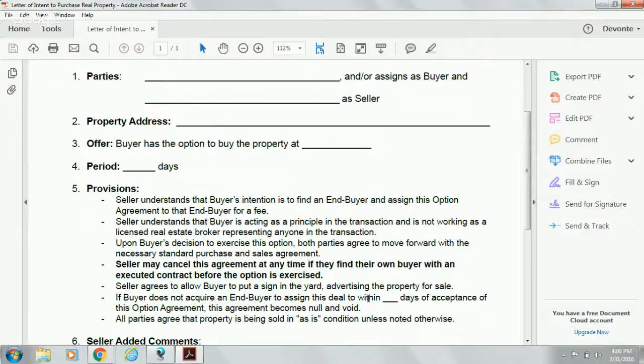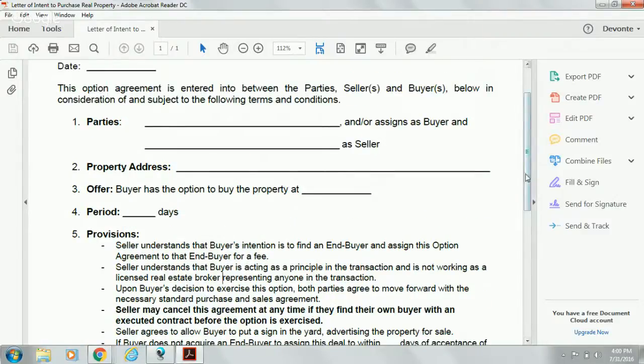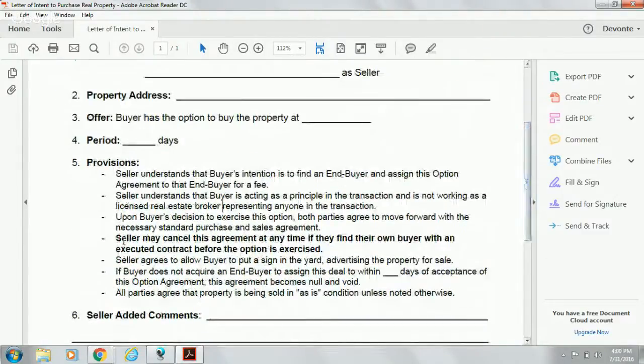So seller agrees to allow buyer to put sign in front yard advertising the property for sale. I typically do that with my lease purchases, my rent-to-own land contracts, because doing the sign in the front yard is very, very powerful for attracting buyers. You can get multiple buyers a day that are interested and qualified, because depending on your neighborhood, you're going to attract a certain type of buyer. So the sign in the front yard is real key for that.